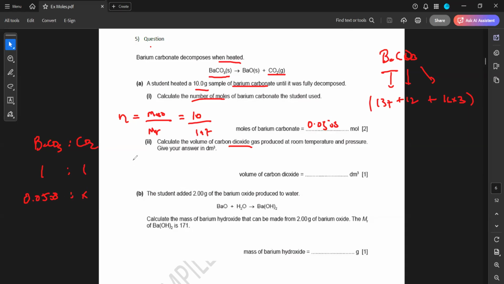Now, after getting the moles of carbon dioxide, we need the volume. The volume of any gas is moles multiplied by 24. 24 is the molar volume, the volume of 1 mole of any gas, 24 dm³. So moles are 0.0508 multiplied by 24. This gives us the answer in dm³, which is 1.22 dm³.